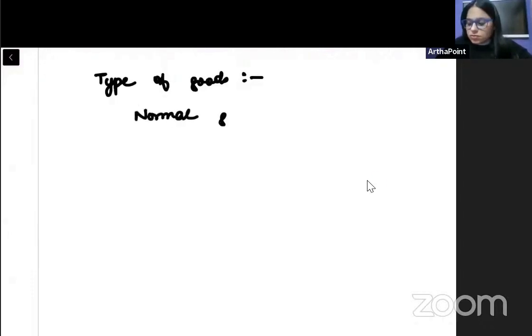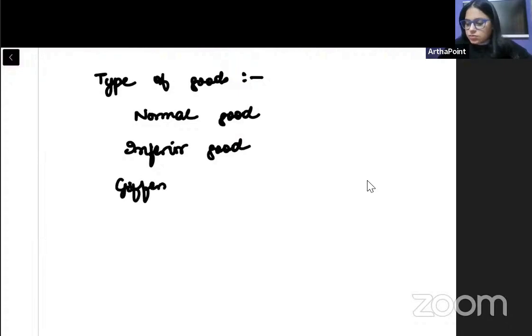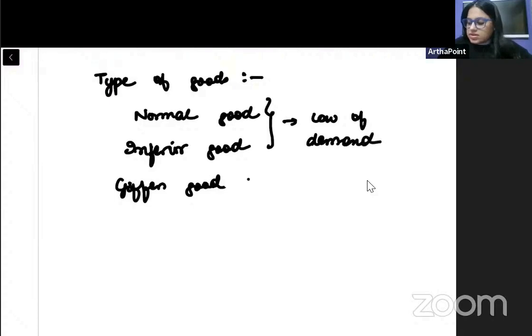When we talk about the type of goods, we can divide goods into 3 parts. 3 तरीके की goods हो सकते हैं. It can be a normal good, it can be an inferior good, and it can be a Giffen good. Now, both of these obey the law of demand, and this is an exception to the law of demand.